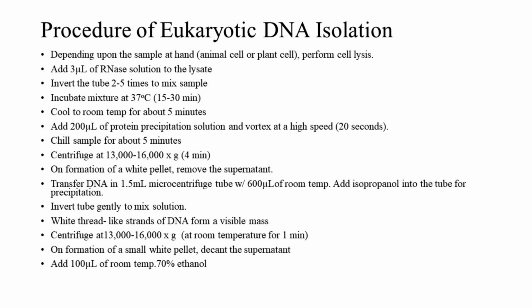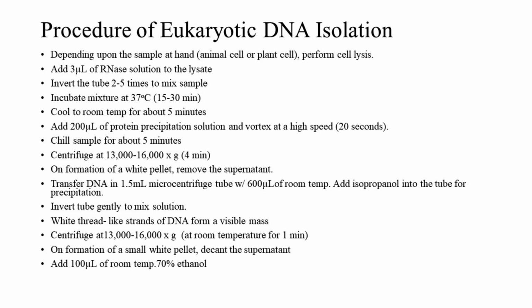Centrifuge at 13,000 to 16,000 xg, 4 minutes. On formation of a white pellet, remove the supernatant. Transfer DNA in 1.5 ml microcentrifuge tube with 600 µL room temp. Add isopropanol into the tube for precipitation. Invert tube gently to mix solution. White thread-like strands of DNA form a visible mass.